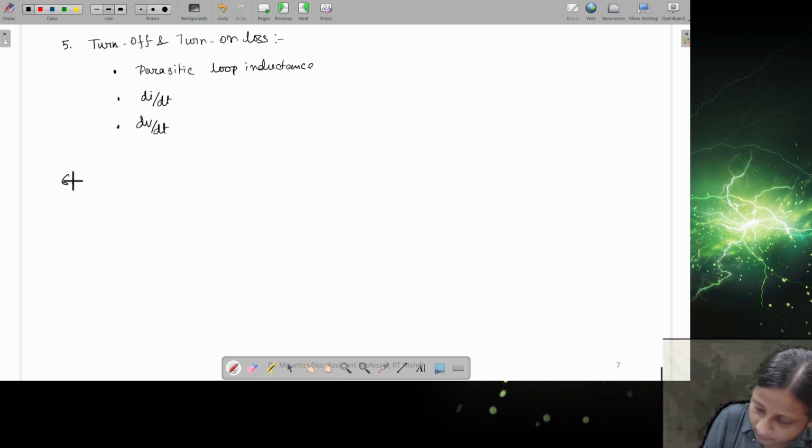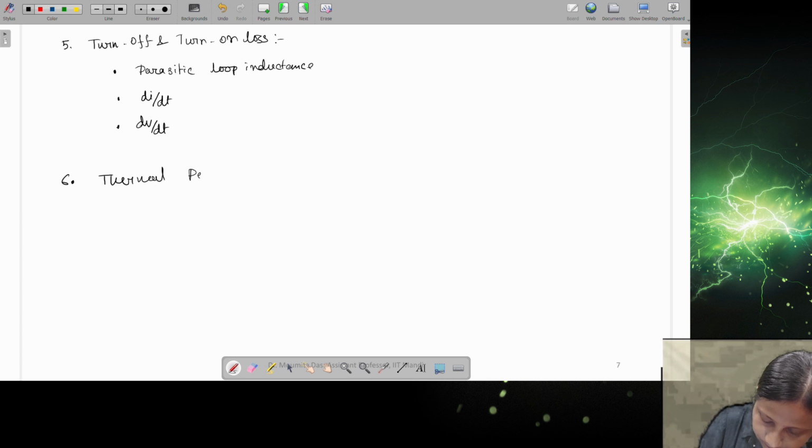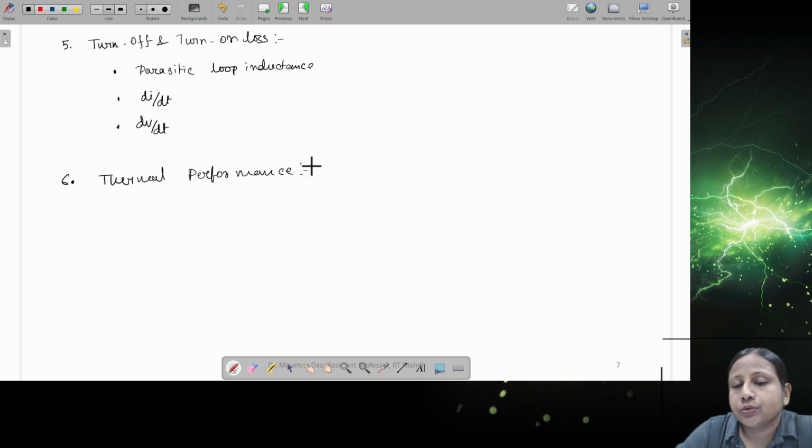Now the thermal performance. When I say thermal performance, I am talking about system heat dissipation. Generally, as I have discussed earlier, the heat generated in the system should be such that it will be able to dissipate through the heat sink, the PCB layout, or the devices. It should be able to take off the heat which is generated in the system. So the thermal performance of the system should be improved.